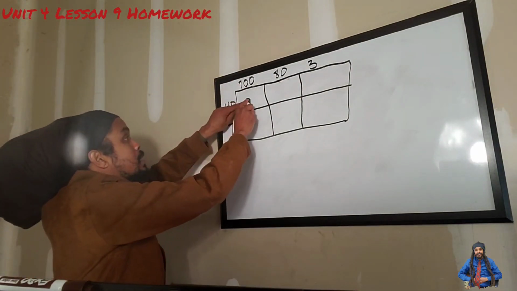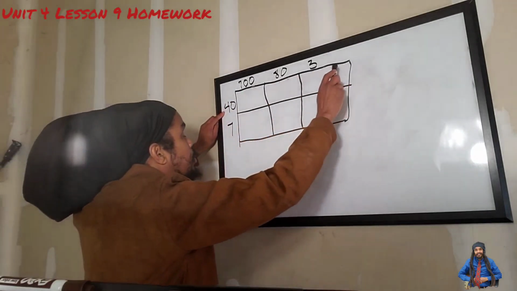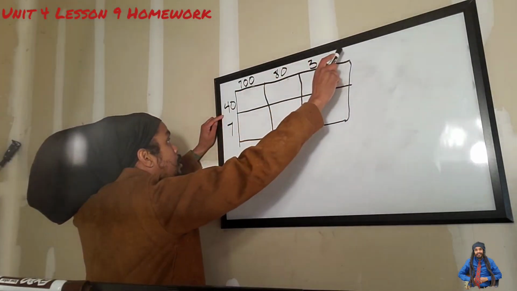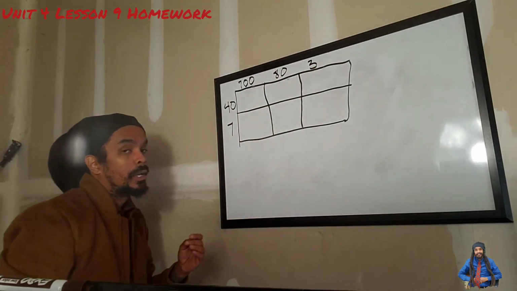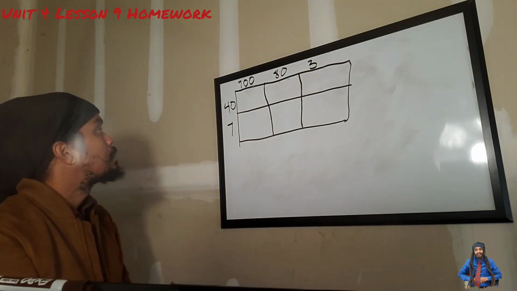The 40 and the 700 meet right here. This whole top row is going to be 40 times all these numbers, because 40 meets 700 here, there, there. Okay? So let's go ahead and do our top row.